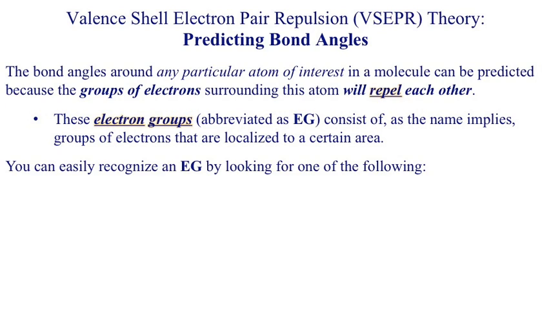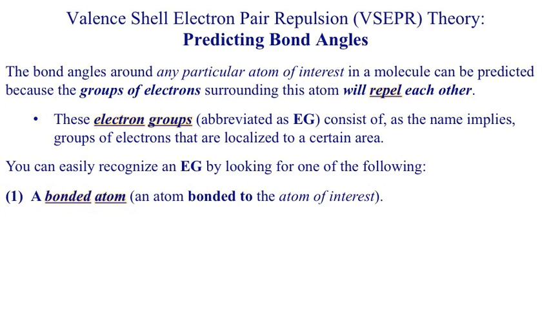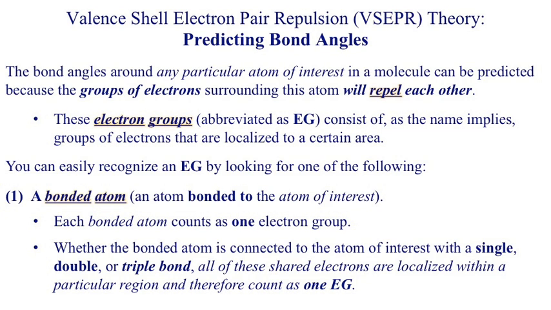You can easily recognize an electron group by looking for one of the following: a bonded atom, that's an atom that's bonded to the atom of interest. Each bonded atom counts as one electron group. Whether the bonded atom is connected to the atom of interest with a single, double, or triple bond, all of these shared electrons are localized within a particular region and therefore count as one electron group.